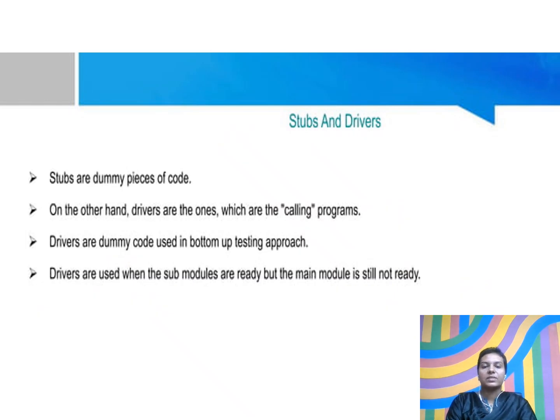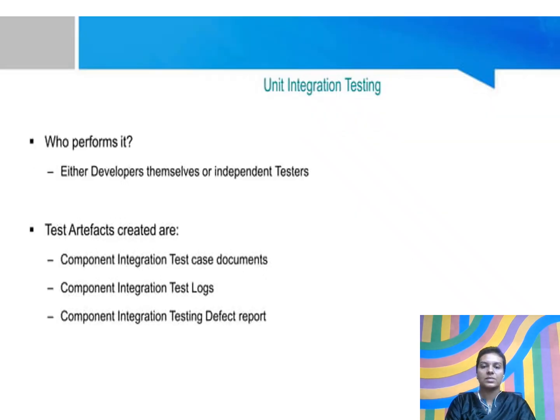Stubs and drivers. Stubs are dummy pieces of code used in the top-down approach. On the other hand, drivers are the calling programs. Drivers are dummy code used in the bottom-up testing approach. Drivers are used when the stub modules are ready but the main module is still not ready. They are mainly used in the bottom-up approach for replacing the higher level modules.